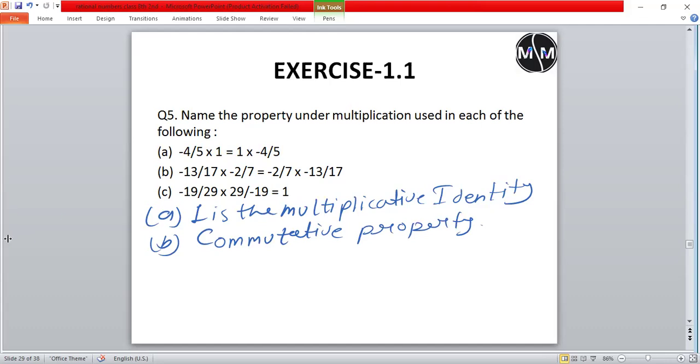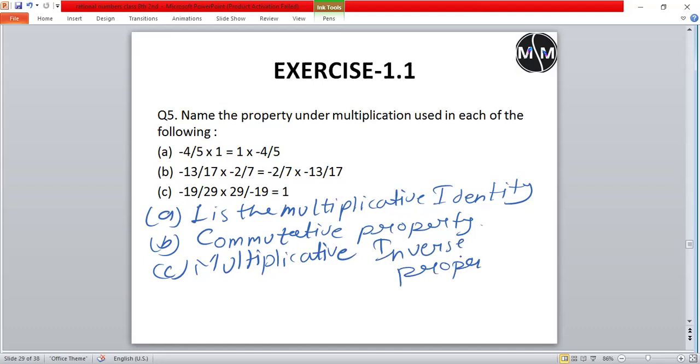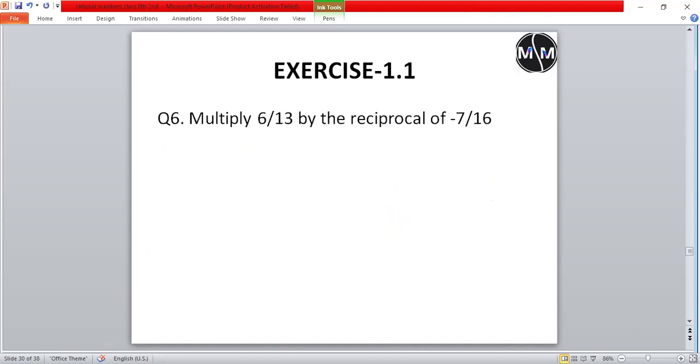For the third, minus 19 by 29 multiplied by 29 by minus 19, we will get 1. It means we are using here the multiplicative inverse property.